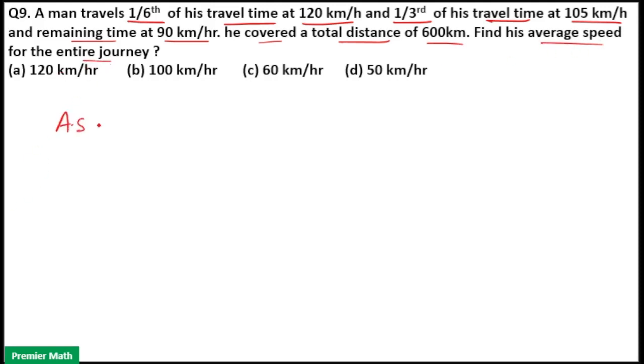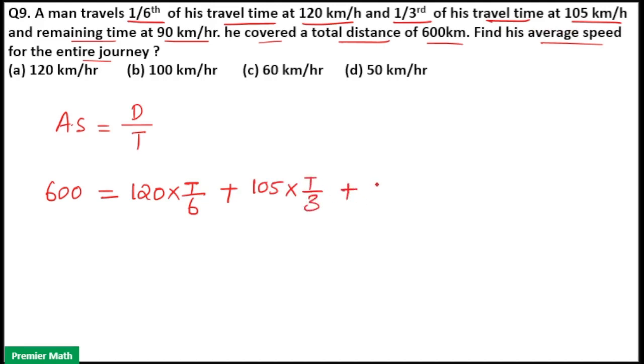Here average speed is equal to total distance divided by total time. Here total distance is 600 km. So that is equal to, distance is equal to speed into time. Here he travelled 1/6 of his travel time at 120 km per hour. So speed is 120 and time taken is t by 6. Again, he traveled 1/3 of his travel time at 105 km per hour. So 105 is speed and time is t by 3. And he traveled remaining time at 90 km per hour.